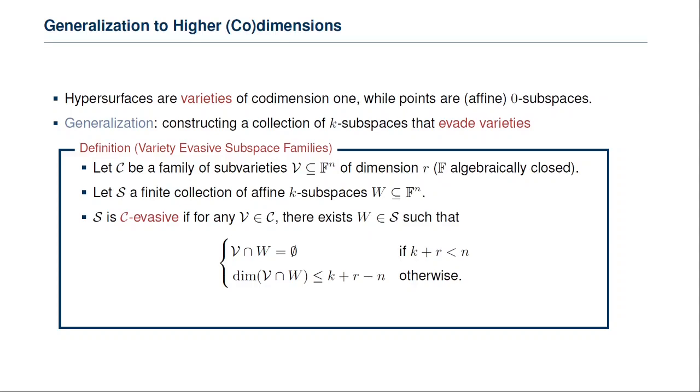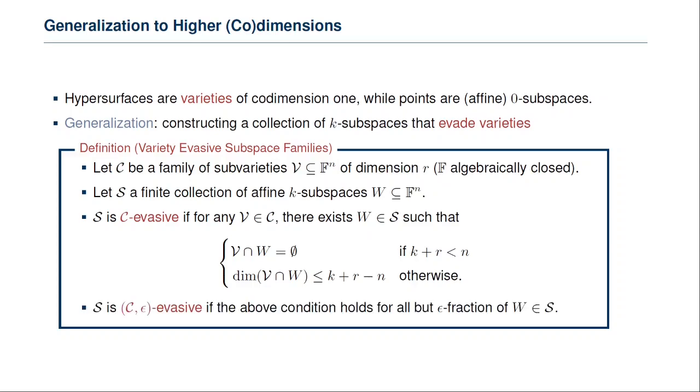And we can even formulate a stronger condition than the C-evasiveness. We define S to be C epsilon-evasive if this condition holds not only for some W, but for all but an epsilon fraction of W in S.